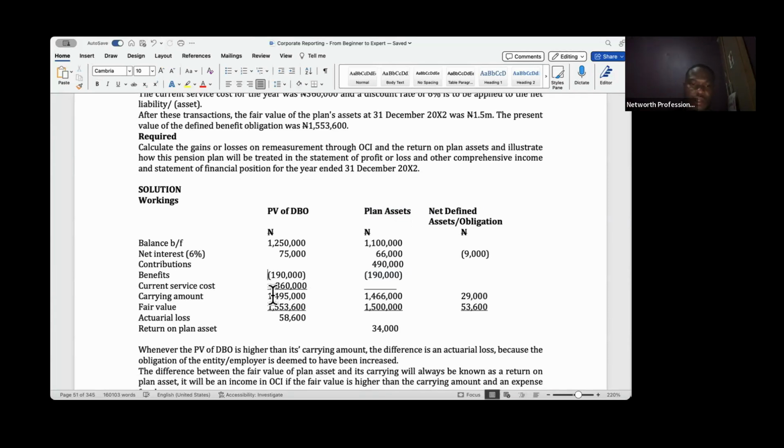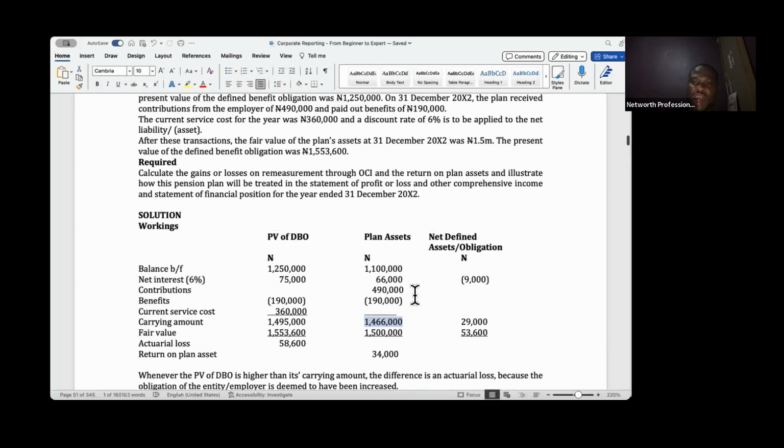Okay. So like I was saying, after recognizing all these figures, this is what the book value of the defined benefit obligation should be. This is what the book value of the plan asset should be. But the actuary also gave us the fair value as given in the question. The actuary said the fair value of the plan asset should be 1.5 million. And he also said the fair value of the obligation should be 1.2. We will need to compare the two.